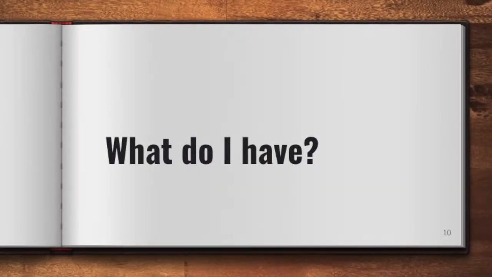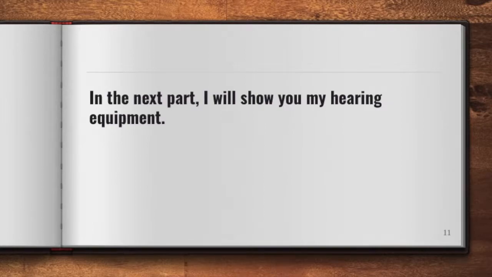What do I have? I was born with microtia with atresia. I have a mixed hearing loss, which includes both conductive and sensorineural. My left ear has normal hearing for sounds, but I do not have a lot of language centers in the right side of my brain. My right ear has a moderate to severe degree of hearing loss. Therefore, I need to work extra hard to hear and understand words. In the next part, I will show you my hearing equipment.